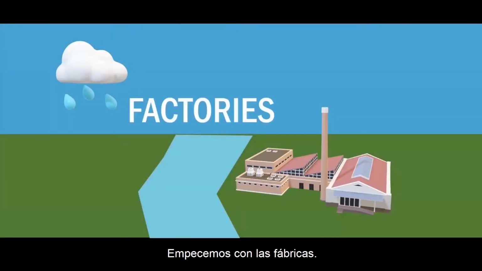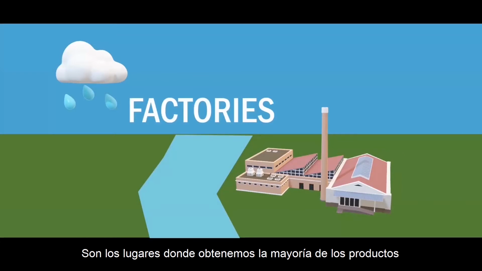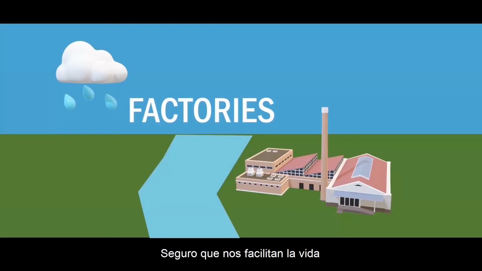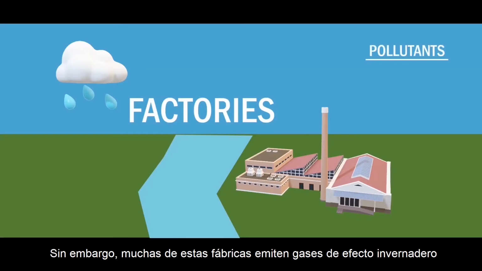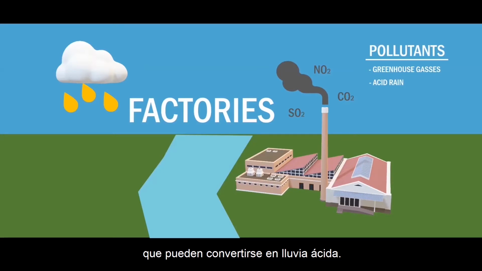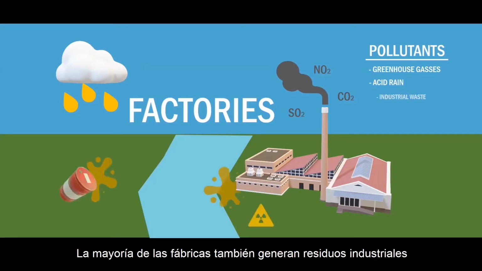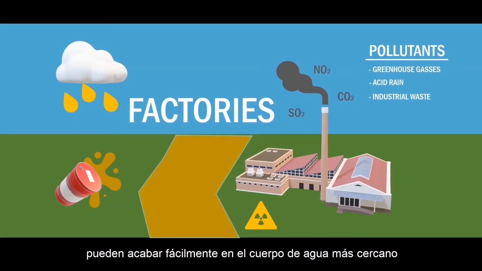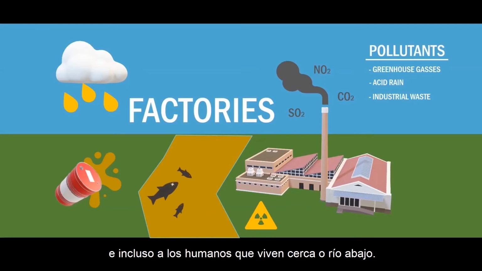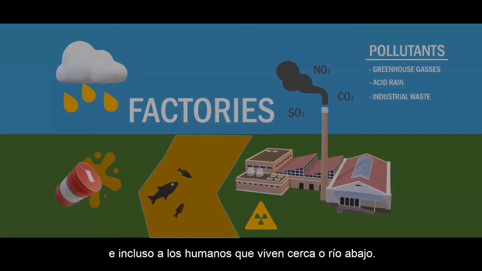Let's start with factories. They are the places where we get most of the products that we cannot easily make at home. They sure make our lives easier by providing us with products like paper, paint, clothing, etc. However, many of these factories emit greenhouse gases that can turn into acid rain. Most of them also generate industrial waste, and if it's not properly managed, it can easily end up in the nearest body of water, causing a lot of damage to the fish, wildlife, and even the humans who live nearby or downstream.